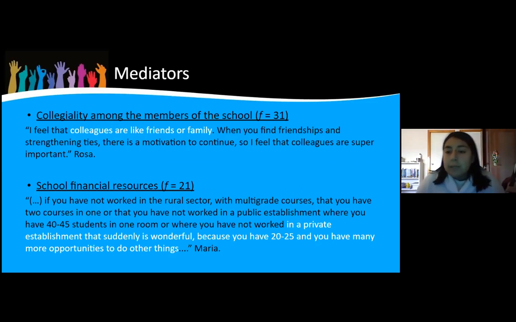Second, school financial resources, which refers to the resources and feasibilities that schools offer. For example, in this case, Maria expresses, "In a private establishment it suddenly is wonderful because you have between 20 and 25 students and you have many more opportunities to do other things." She's referring to the noticeable gap between public and private schools in their opportunities.